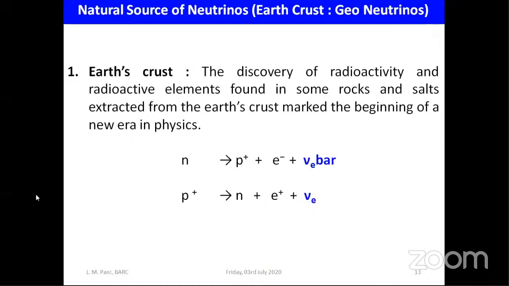proton and a neutrino of the electron type. We have a lot of thorium and uranium present in the Earth's crust. That also results in neutrinos, and this is what we call geoneutrinos.